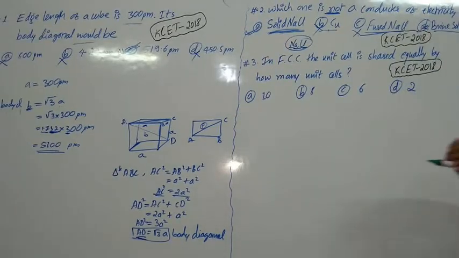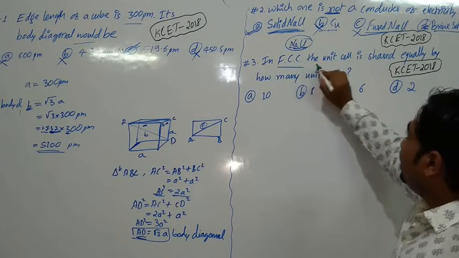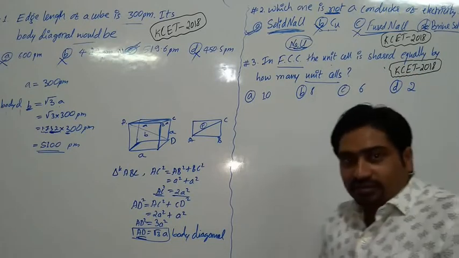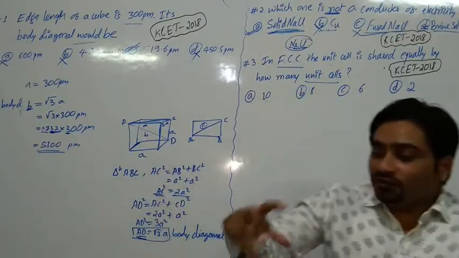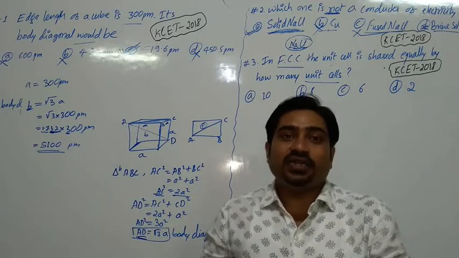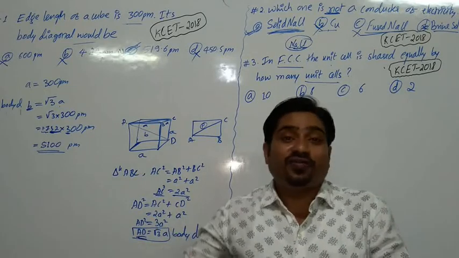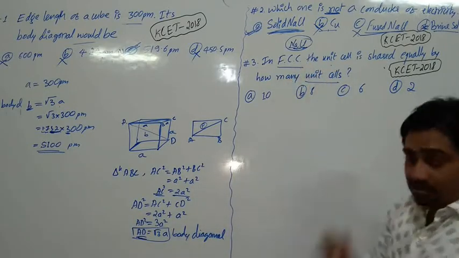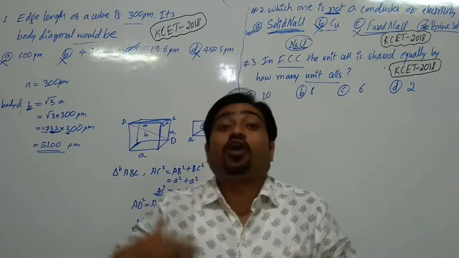Now come to the third question. In FCC, face centered cubic crystal, the unit cell is shared equally by how many unit cells? See here, it is simply a tricky question. Generally, they used to ask about one atom present at the face center of the FCC unit cell, in one face. It is equally shared between how many unit cells? If an atom is present in one face of the unit cell, it is shared equally by two unit cells. But now they are asking how many unit cells one face centered unit cell itself is shared between.